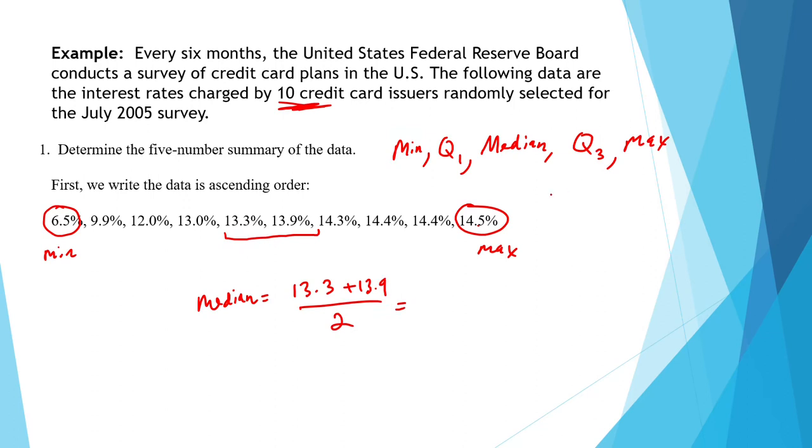And this gives us a median of 13.6. The median of the first half is 12%. Looking at the upper half, the median is 14.4%. So here is my 5-number summary. The minimum is 6.5%, Q1 is 12%, the median is 13.6%, Q3 is 14.4%, and our maximum is 14.5%.